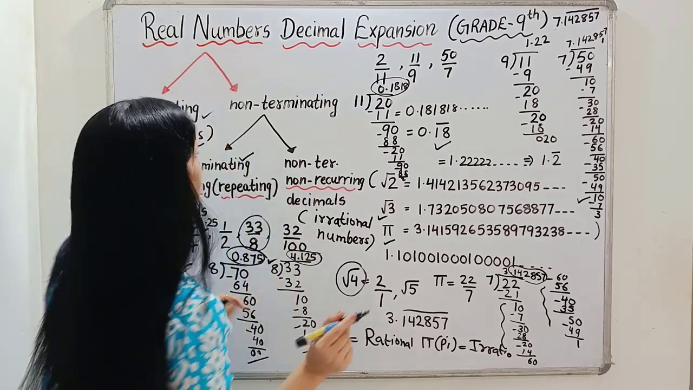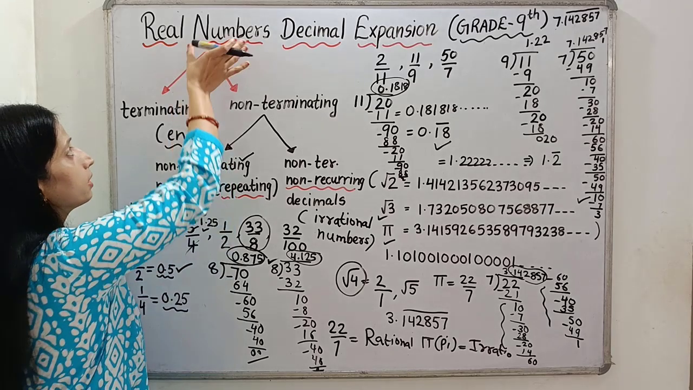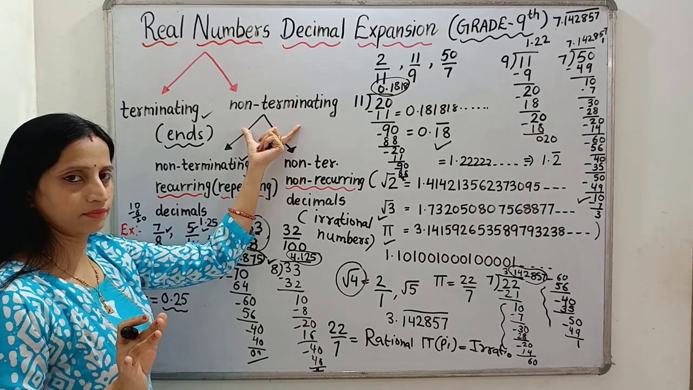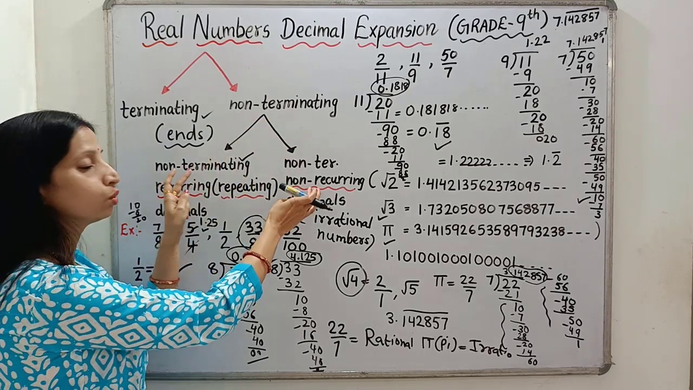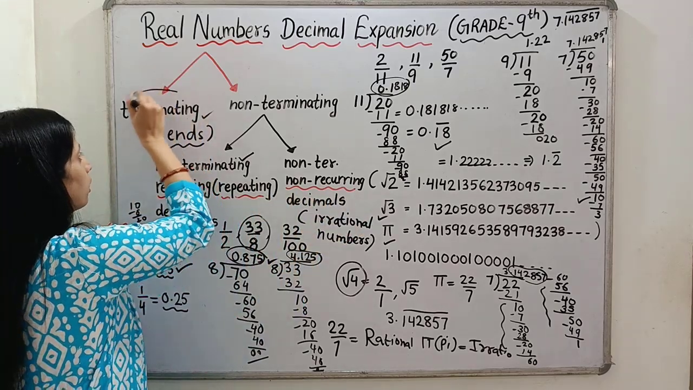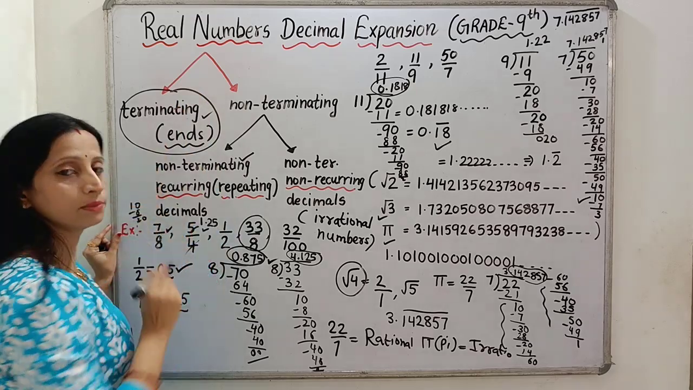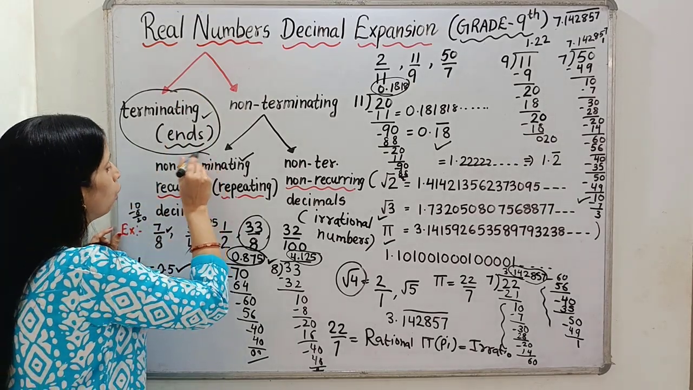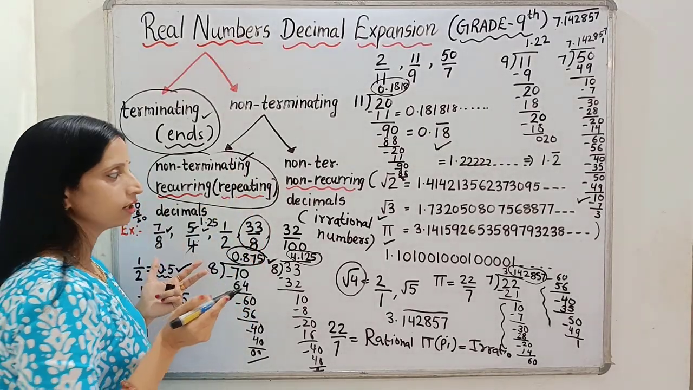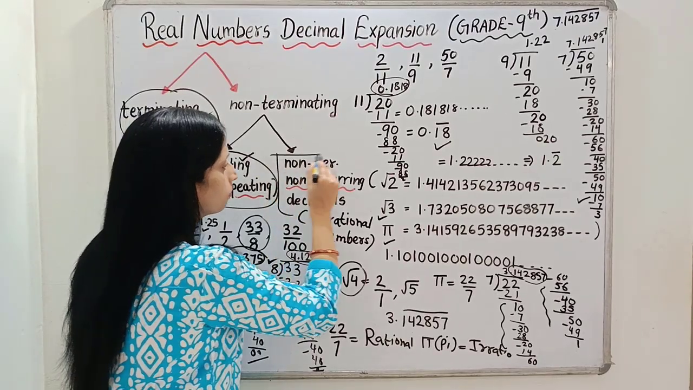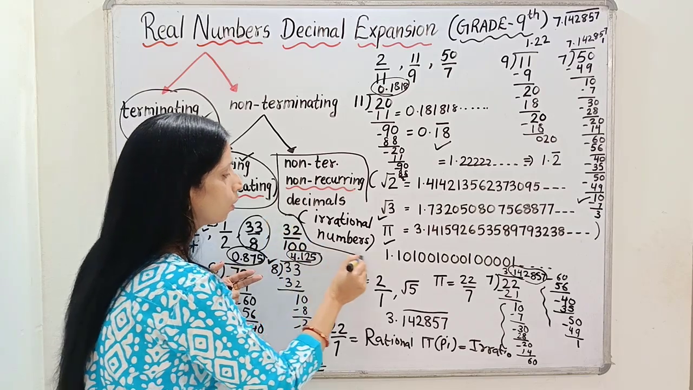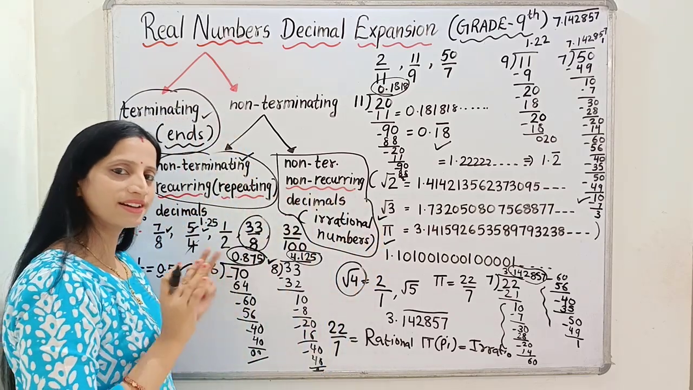This means real numbers have only two choices. It will either be terminating or non-terminating. Then again, non-terminating has only two choices. It will either be repeating decimals or non-repeating. So all the terminating decimal numbers will be rational numbers. All the non-terminating recurring, repeating numbers will always be rational numbers. Only the numbers which fall in the category of non-terminating, non-repeating decimals will always be irrational numbers.